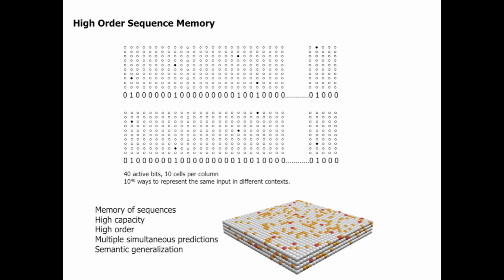It's a high-order memory. It can make multiple simultaneous predictions, and it can do semantic generalization, which I didn't really illustrate. Essentially it says, if I've learned a sequence, and now I show you some new patterns which have semantic similarity to the previous patterns, I can apply the previously learned sequence to the new semantically similar but different patterns. Okay, so that's great.